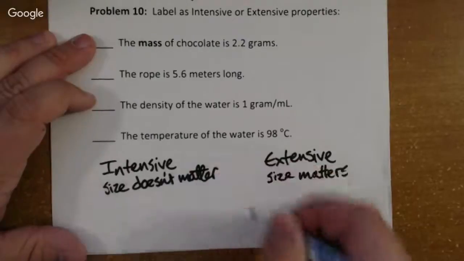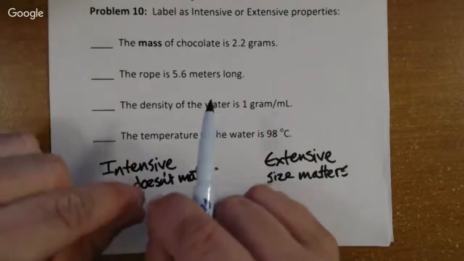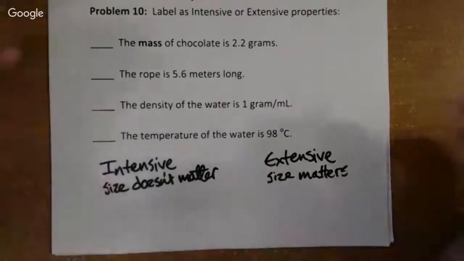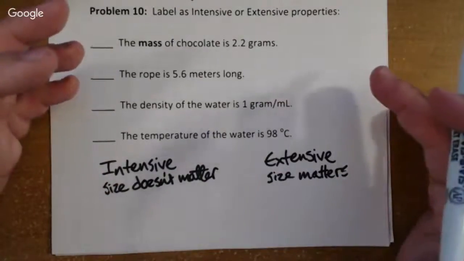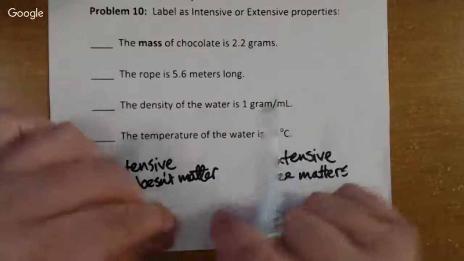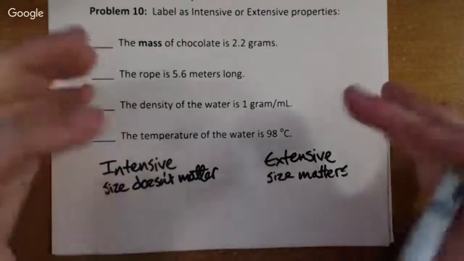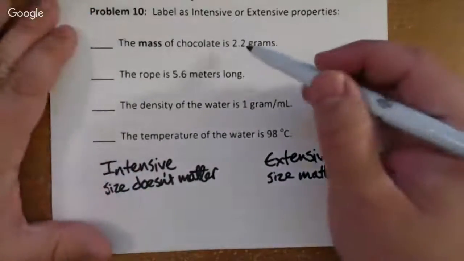Or in other words, for an intensive property, it doesn't matter if we have a teeny tiny sample of something or a truckload, that property is still going to be the same. For an extensive property, the property is going to change if we have a small sample versus a huge sample. So let's start digging through these.